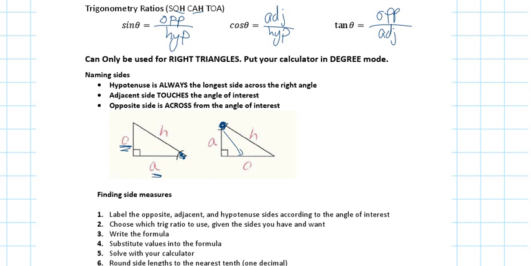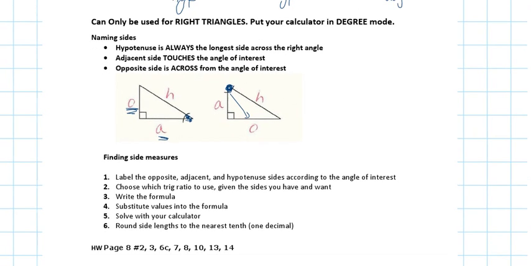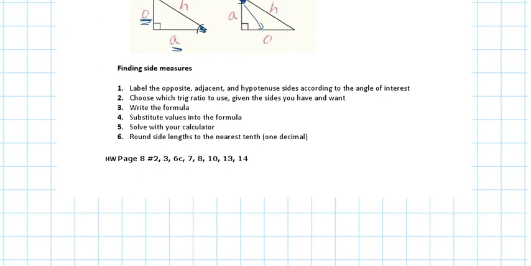When you're solving to find a side measure, these are the steps you need to take. Label the opposite, adjacent and hypotenuse sides according to the angle of interest. Choose which trig ratio to use given the sides you have and want. Write the formula down, plug in the values, and solve using your calculator. I want you to always round sides to the nearest 1 decimal. If it doesn't tell you what to round to, round to the nearest 1 decimal for sides.